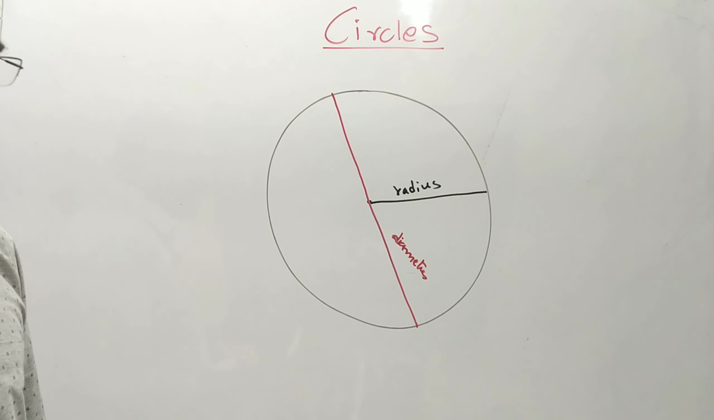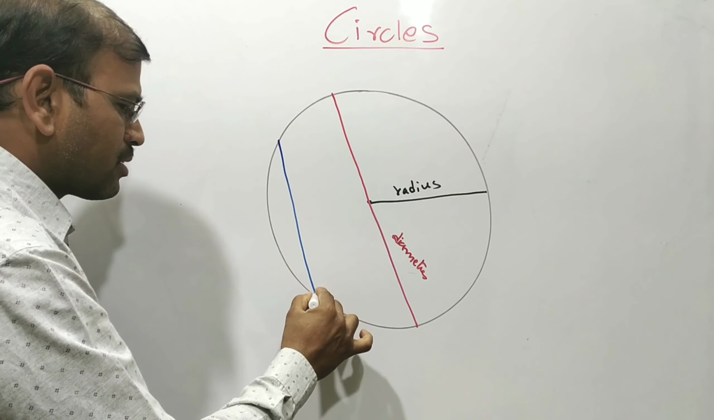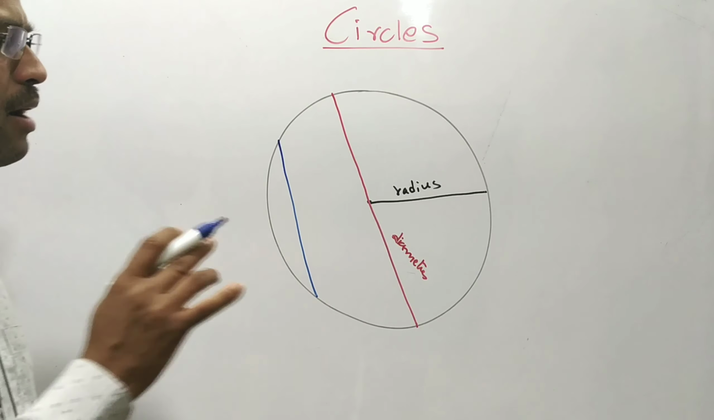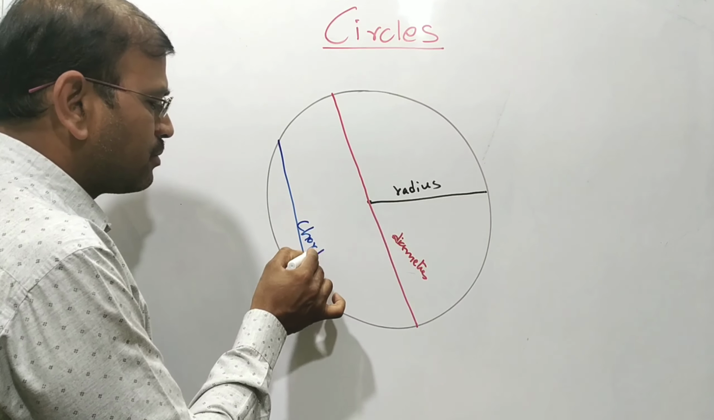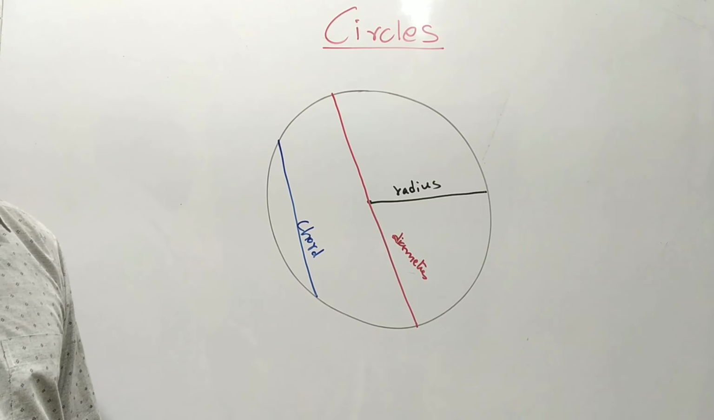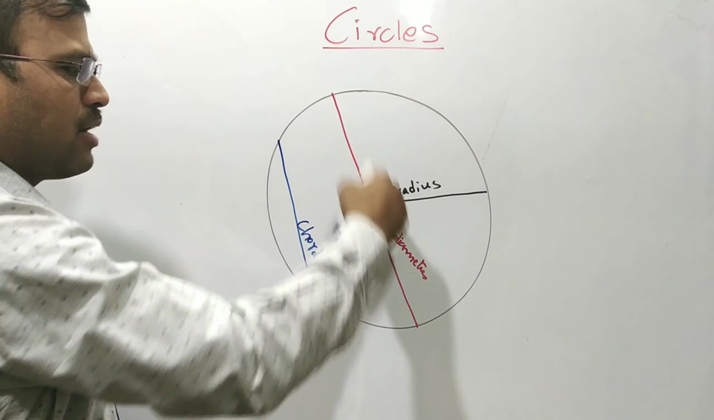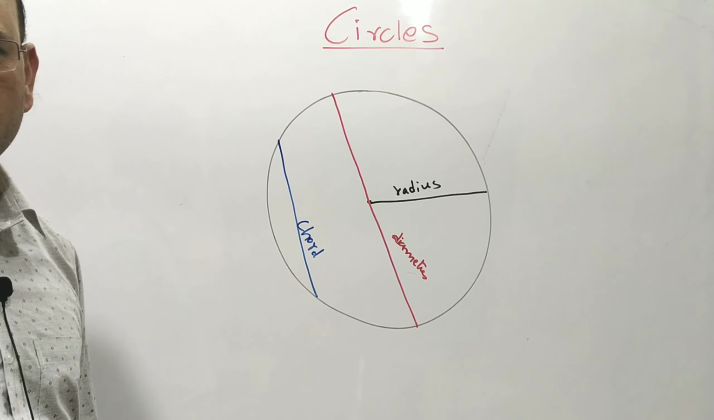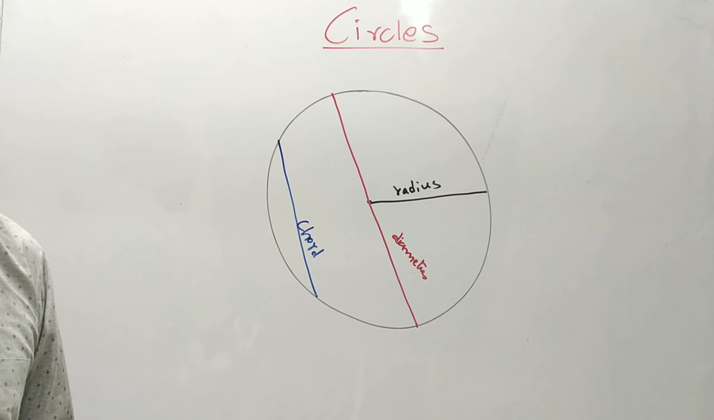Now, if any line touches both ends of the circumference, but it is not passing through the center, then we call it a chord of the circle. So the radius goes from the center to the circumference, the diameter touches both ends and passes through the center, and this is a chord of the circle. This is the basic, we all know it.